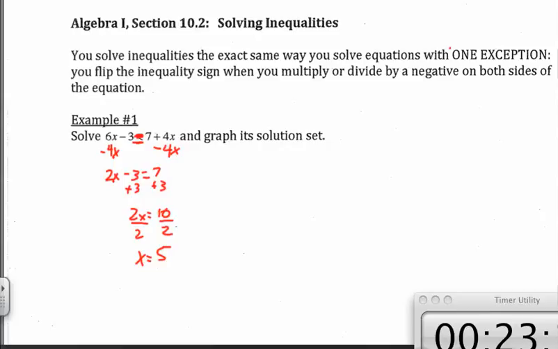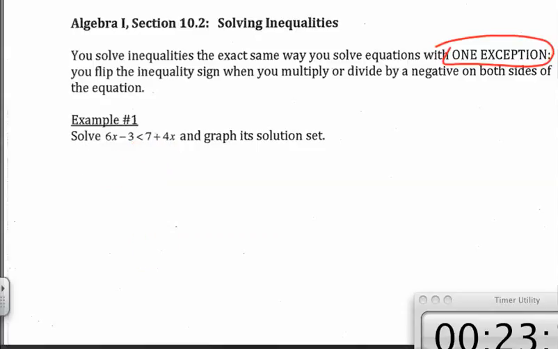Okay? We do this exact same way as if it had an equal sign. But there is one exception. Okay? And the one exception is if, in the process of solving, we have to multiply or divide both sides by a negative. If we, for instance, have negative 3x is less than or equal to 9.